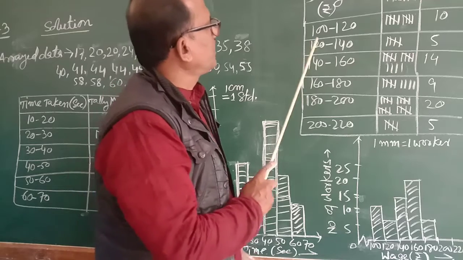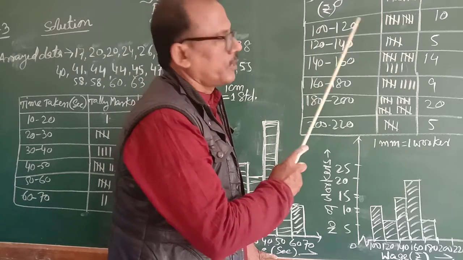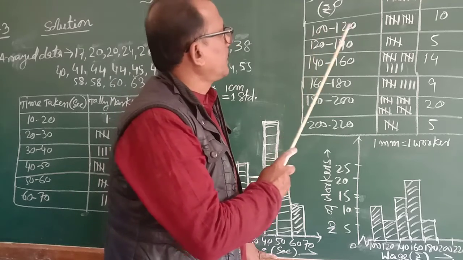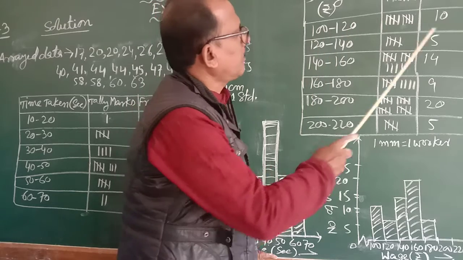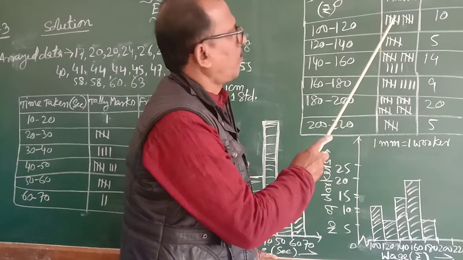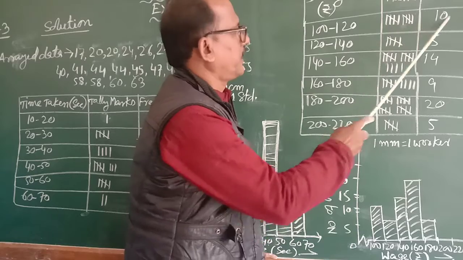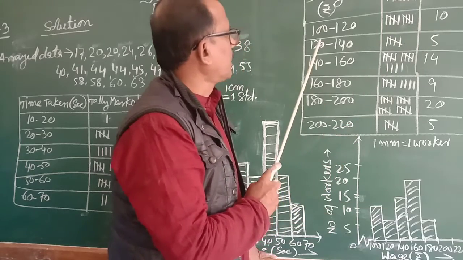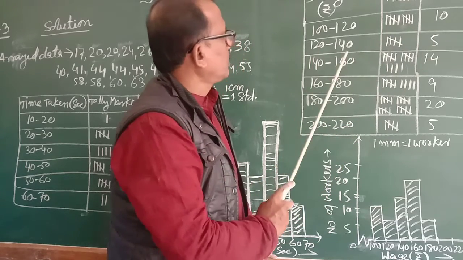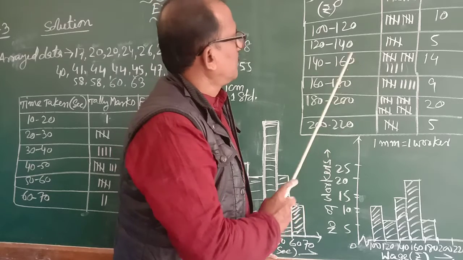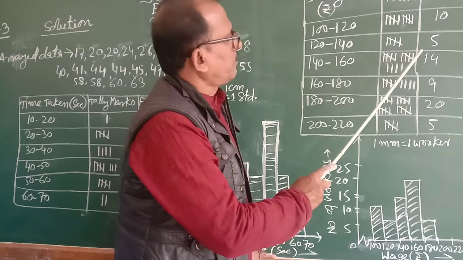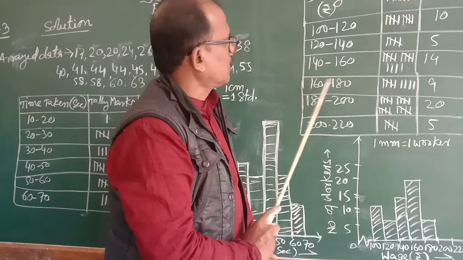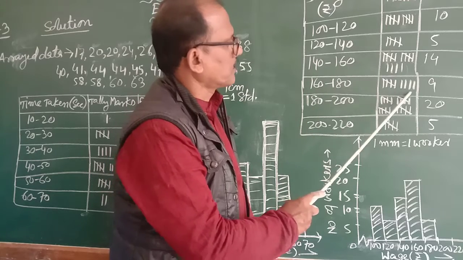So the group is given to you, class size is 20, 100 to 120. There are 10 students. So tally mark how? You see, block of 5 and 5, 10, easily countable. That is your tally mark. 140 to 160, there are 14 students. 5, 5, 10 plus 4, 14. Could you understand? Now this is 9 students, so 5 plus 4, 9.